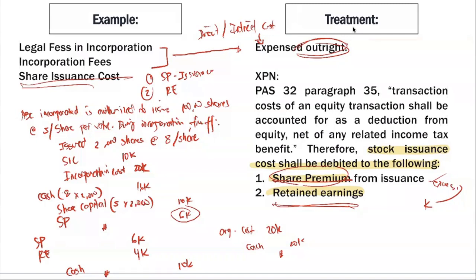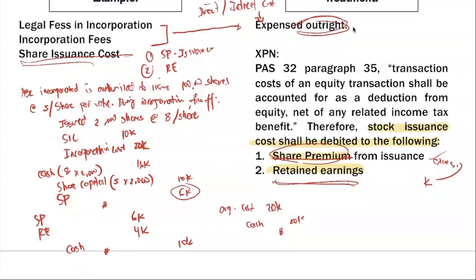What do we call this one? Share issuance costs should first be placed in your share premium from issuance. If there is none or it is not enough, you go to retained earnings. So in our example, not enough. So some are placed in your retained earnings. But if there is none at all, everything should be debited to retained earnings. I hope we're clear as to this organizational cost.